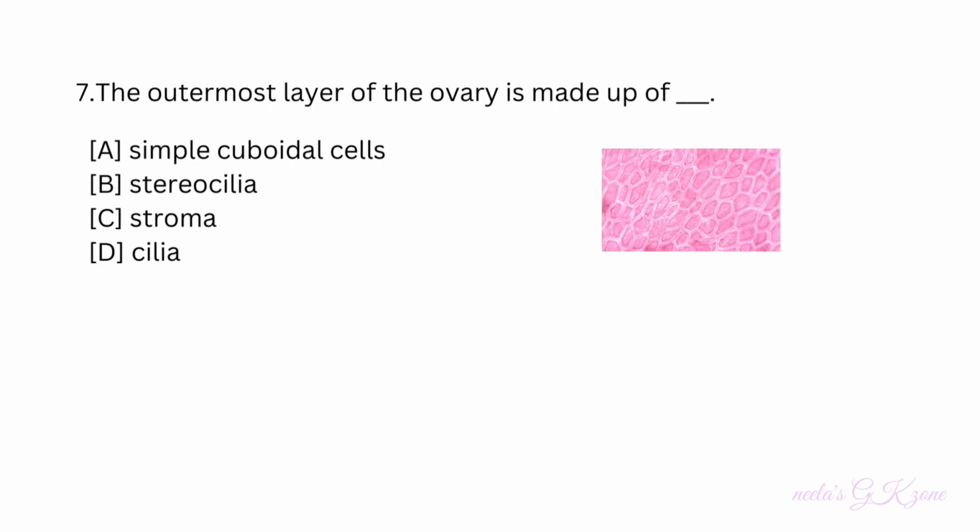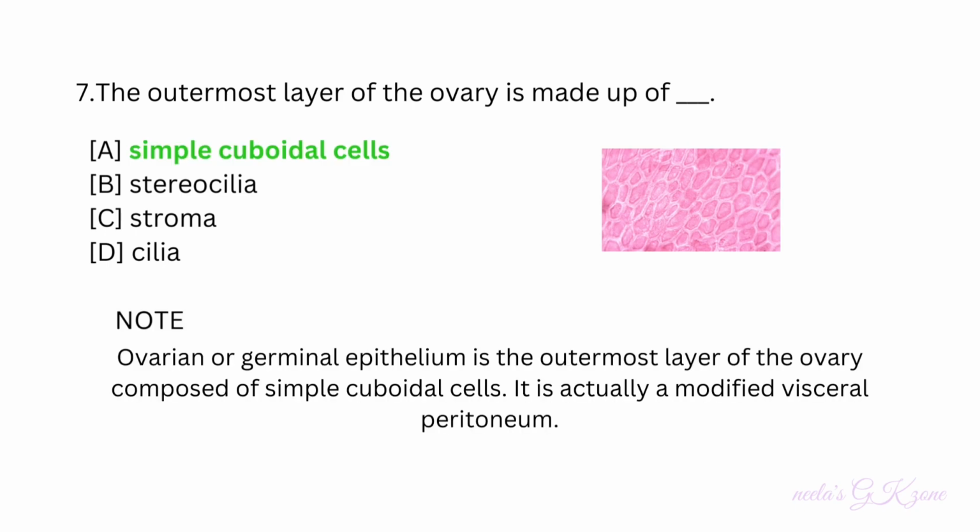The outermost layer of the ovary is made of: options are simple cuboidal cells, stereocilia, stroma and cilia. And the answer is simple cuboidal cells. And the note is ovarian or germinal epithelium is the outermost layer of the ovary composed of simple cuboidal cells. It is actually a modified visceral peritoneum.